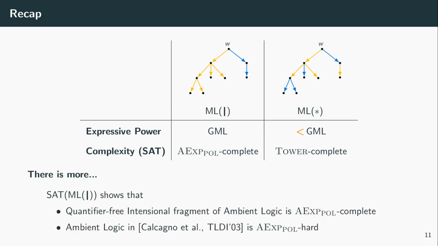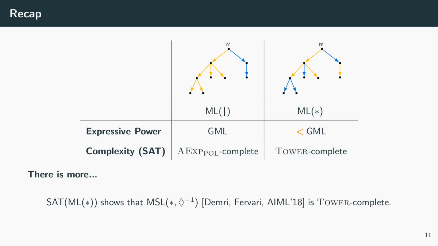Using ML chop, we are then able to also show that the quantifier-free intensional fragment of ambient logic is EXPTIME complete, and that the ambient logic introduced in this paper from 2003 is EXPTIME hard. And I want to stress this a little bit, because in the conclusion of this paper, the authors believed that this logic was PSPACE complete. Instead, for ML star, we are able to use the result on the satisfiability problem of this logic to show that the modal separation logic star diamond minus 1, introduced in Advances in Modal Logic 2019, is Tower complete.